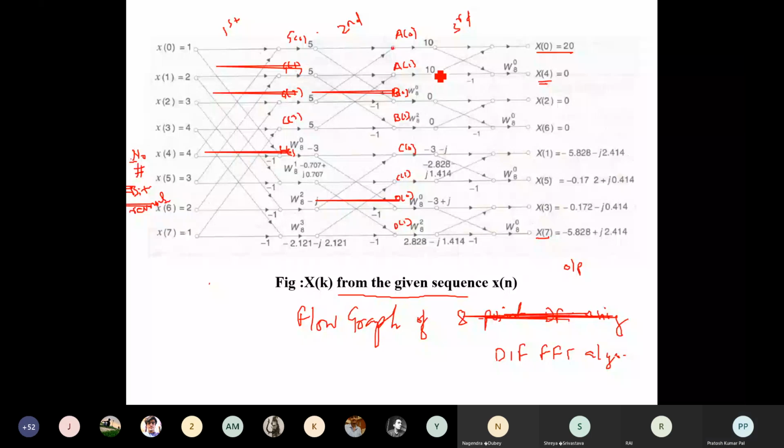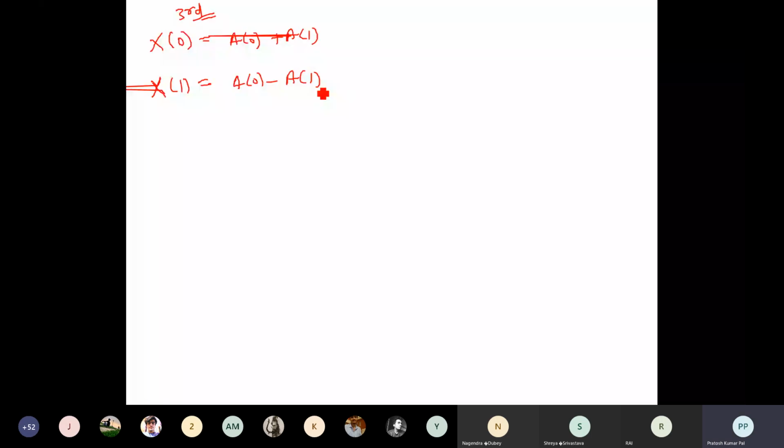After getting this, we will again multiply it with W8 0. So W8 0 is equal to 1, so all the values will be the same. So it will be a0 minus a1. So this is x of 4. The next value will be x of 2.